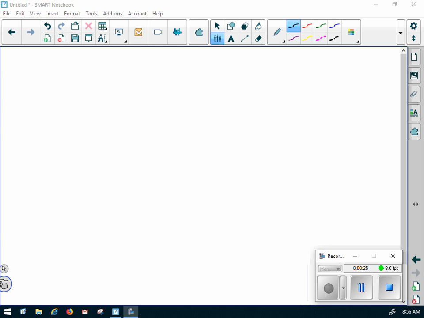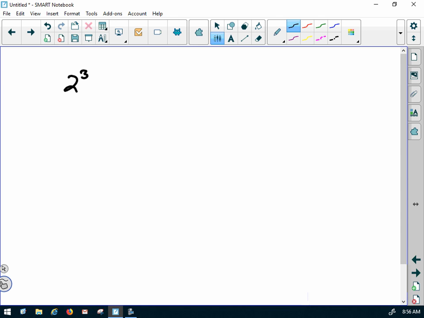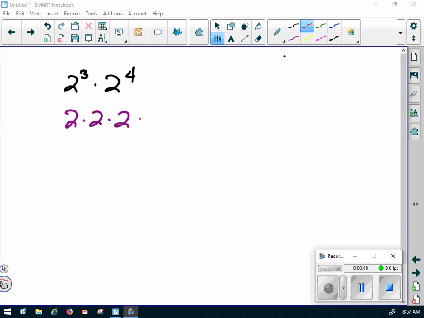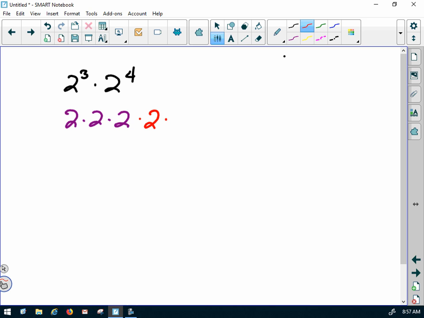Solve the following problems by writing them in expanded form. I want you to look at these two problems, the 2 to the third power times 2 to the fourth power. Now, 2 to the third power is 2 times 2 times 2. That's what expanded form means. 2 to the fourth power means, that's what expanded form means.